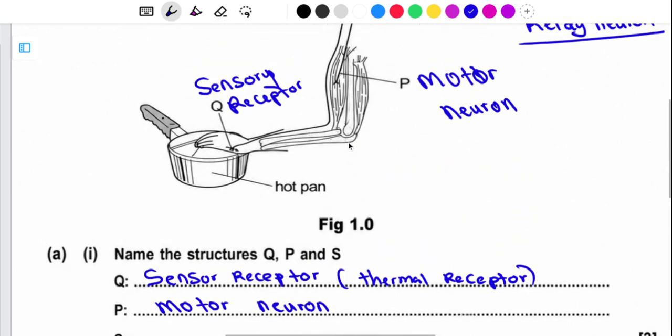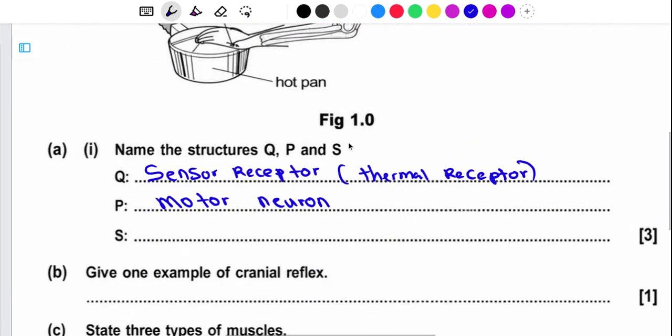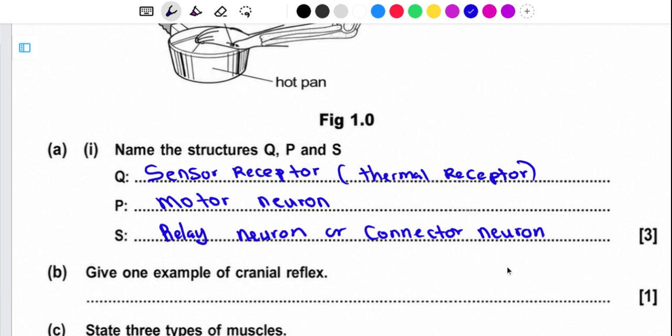Then for S, that one is the delay neuron or the connector if you want. So we can say delay neuron. If you don't want to say delay neuron, you can also say connector neuron. Connector neuron is also acceptable.